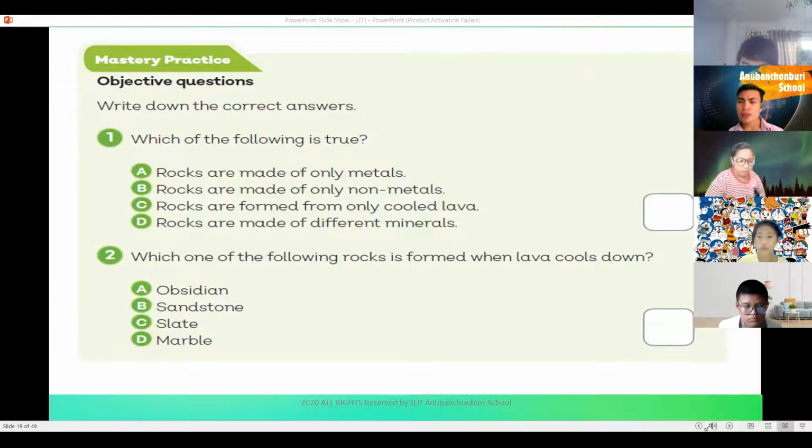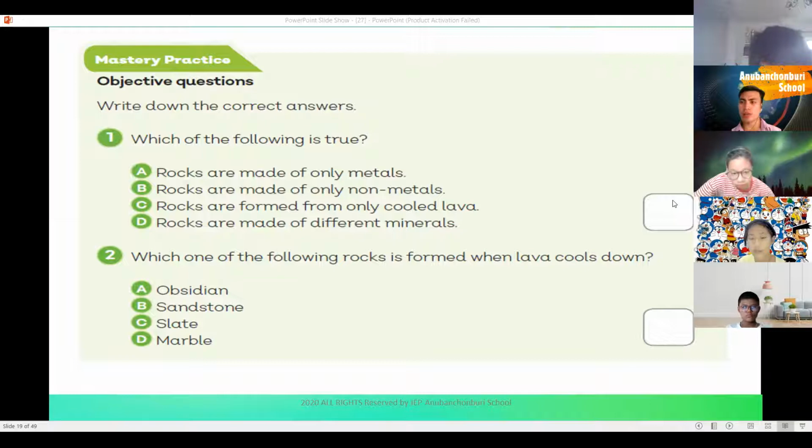Let's start now. Which of the following is true? Rocks are made of only metals. Anybody can answer. Rocks are made of only non-metals. Rocks are formed from only cold lava, or rocks are made of different minerals. Which one is the correct answer? Natalia, what's your answer? D. D is the correct answer.